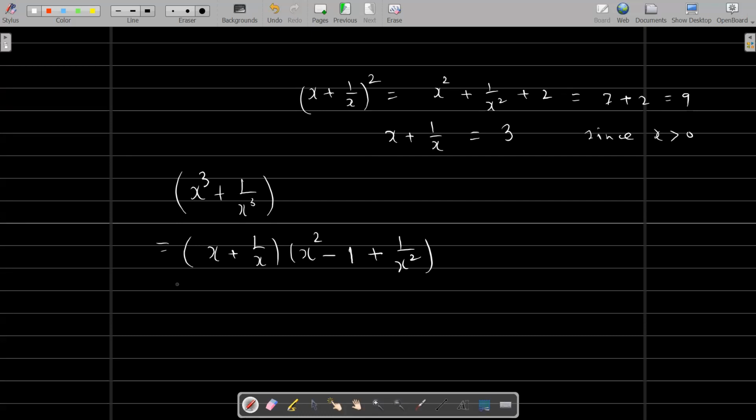So we have got all values. So x plus 1 by x is 3. X square plus 1 by x square is 7, minus 1. So this is 3 into 6. That is 18. Right?